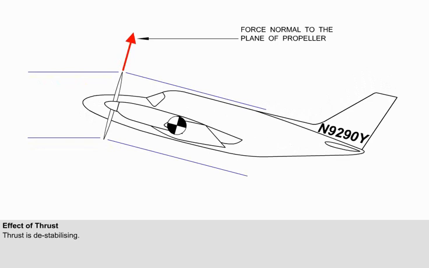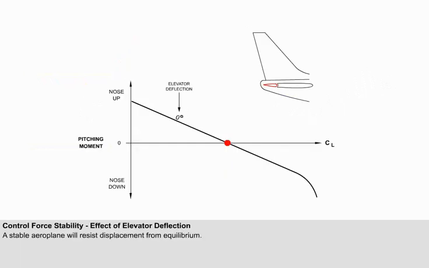The change in momentum of the prop wash will generate a force normal to the plane of the propeller. It has already been stated that a stable aeroplane will resist displacement from equilibrium. The control surface displacement and the control forces should reflect the stability of the aeroplane and provide suitable reference to the pilot for precise control of the aeroplane.